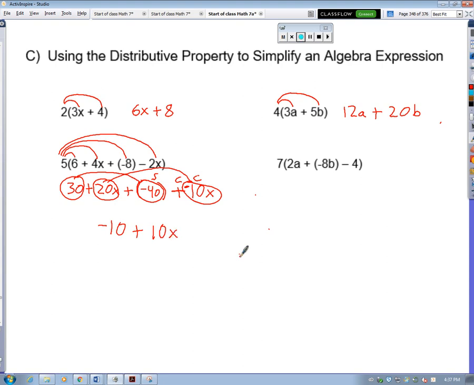All right, and that's as far as we can go. We can't combine these two together because this negative 10 over here doesn't have an x with it. So we are going to leave it like that. That is as much simplified as we can.